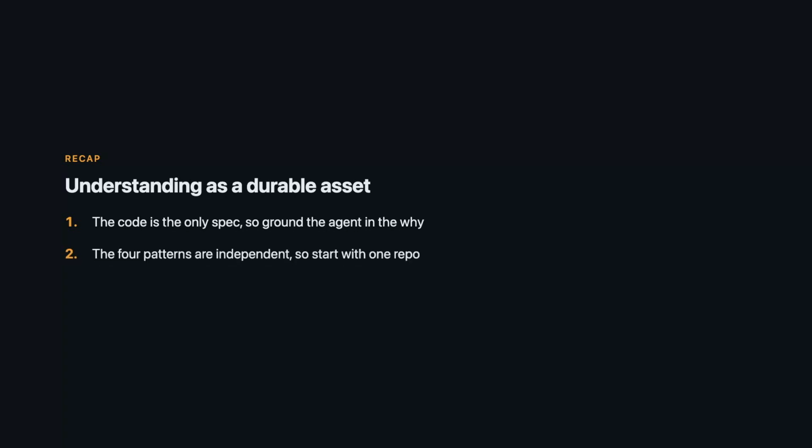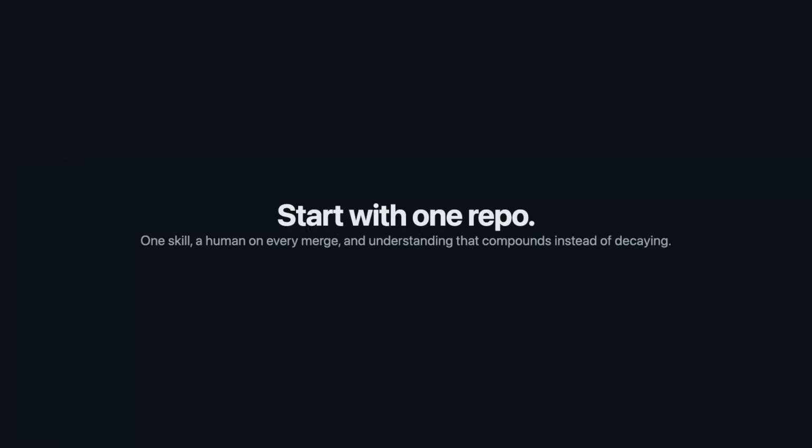The 4 patterns are independent, so you do not need to boil the ocean. Reverse engineer one repo and you already have something useful. And the documents that power the analysis are the same ones the coding agent reads to make the change. Start with a single repo and a single skill. Add dependency mapping when you have several. Reach for intent-driven analysis when a real change forces the question. Keep a human on every merge and let the understanding compound instead of decaying.